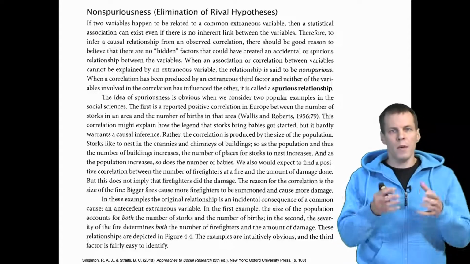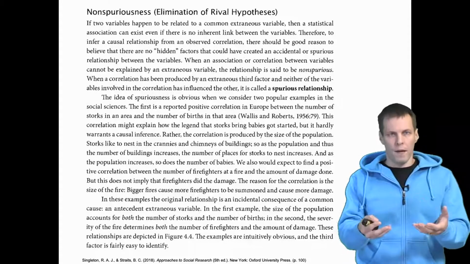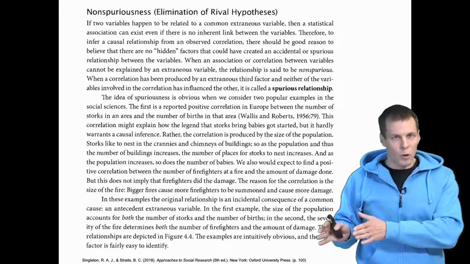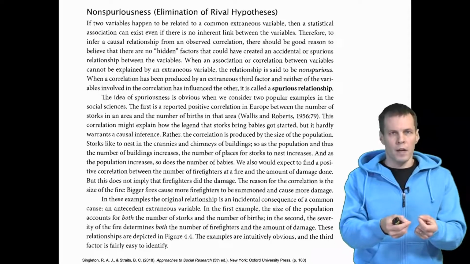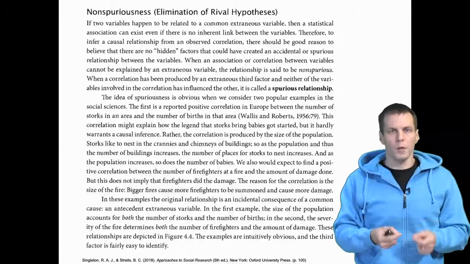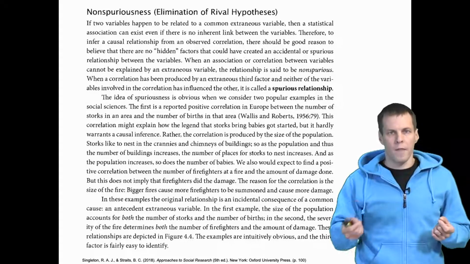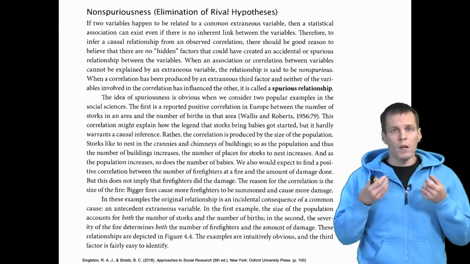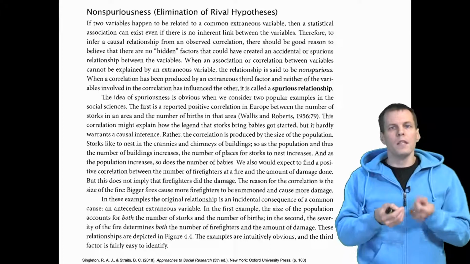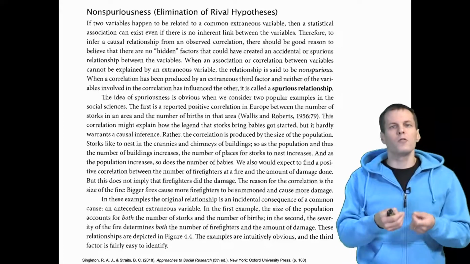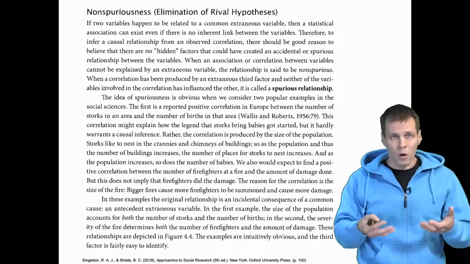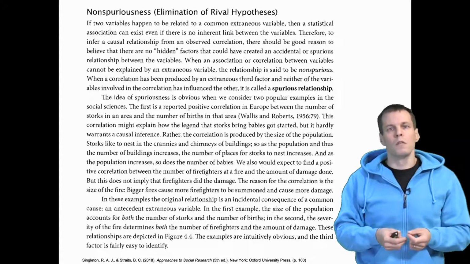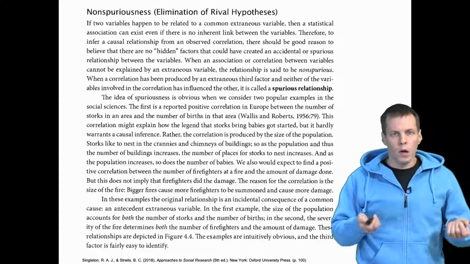So if there's a big fire, then more firefighters are sent in. If there's a big fire, then there will be more damage. And the size of the fire creates a spurious correlation between the number of firefighters and the fire damage. With statistical controlling, we try to eliminate these spurious correlations, or we try to get the causal effect from an observed correlation that is partly causal, partly spurious. How do we do that?